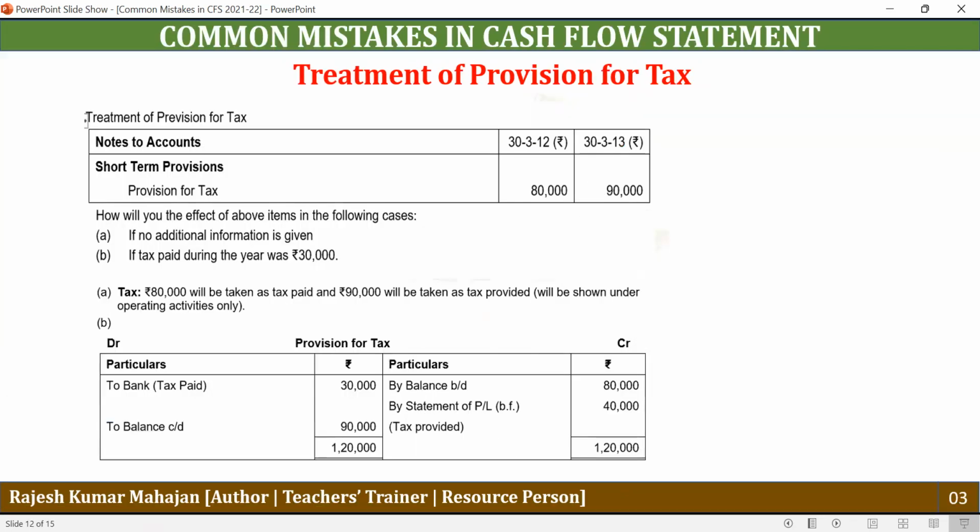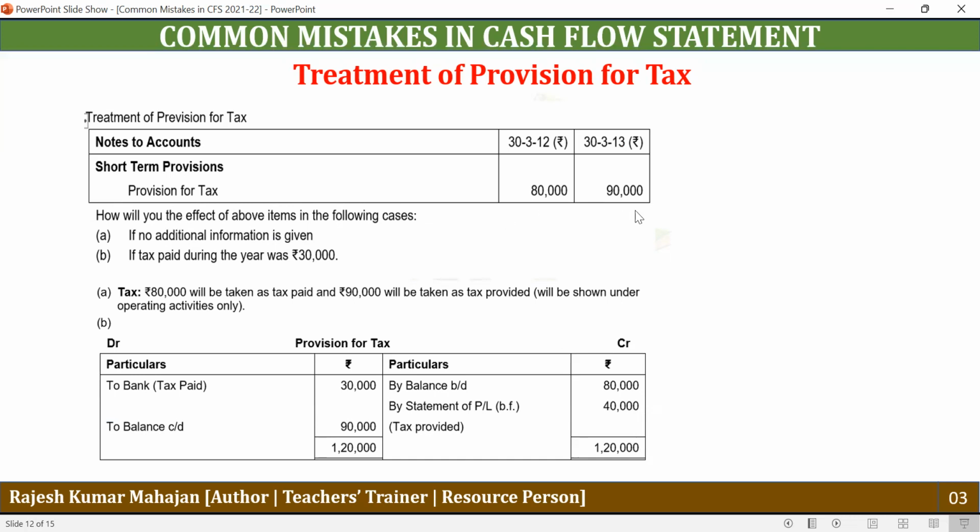Provision for tax, in the notes to accounts, you may be given the short-term provisions, and under short-term provisions, you will be given the figures for 2 years, one for the current year and one for the previous year. Here, current year is 2013 and the previous year is 2012. So how will we treat it, if there is no additional information given in the question?